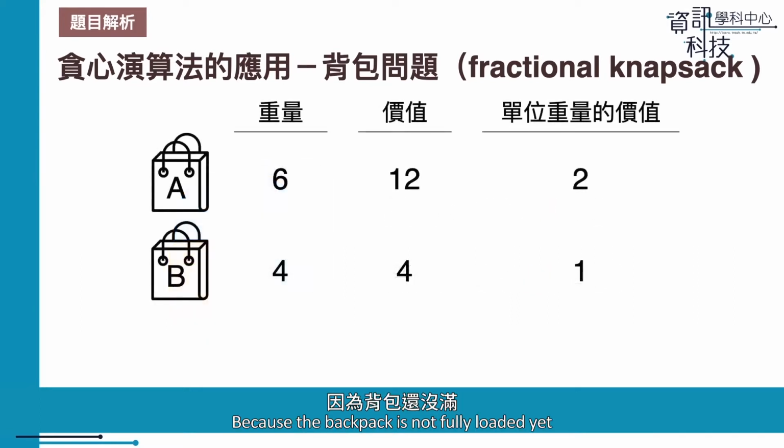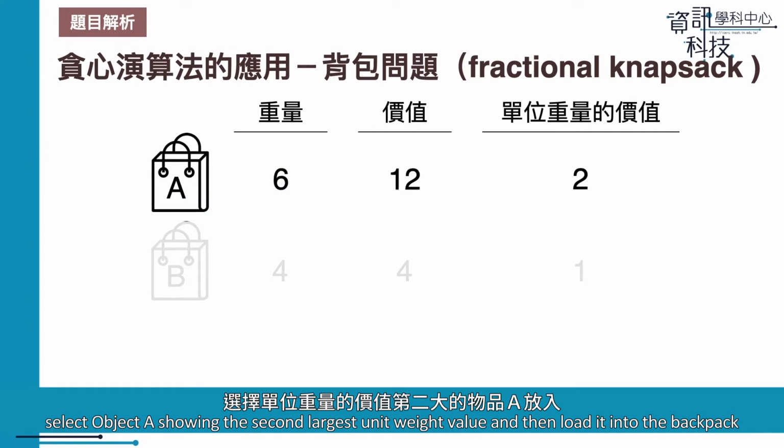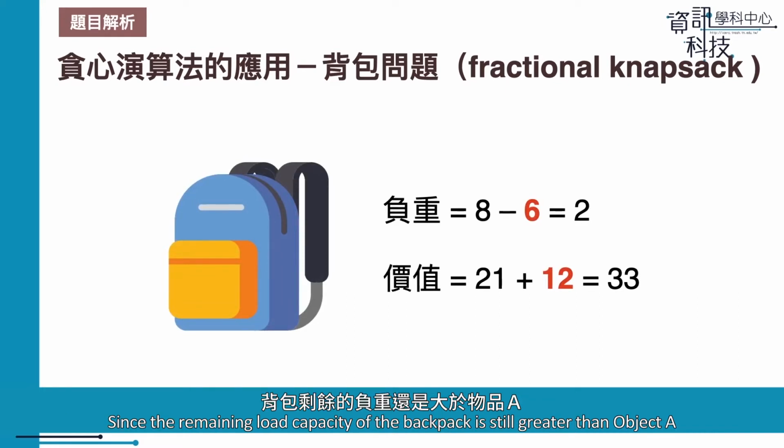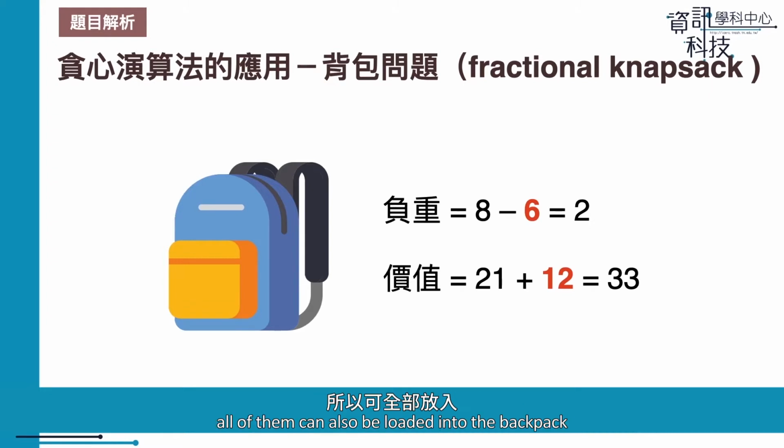Because the backpack is not fully loaded yet, select Object A, showing the second largest unit weight value, and then load it into the backpack. Since the remaining load capacity of the backpack is still greater than the weight of Object A, all of them can also be loaded into the backpack. The remaining weight of the backpack is calculated as 8 minus 6 equals 2, and its value is 21 plus 12 equals 33.